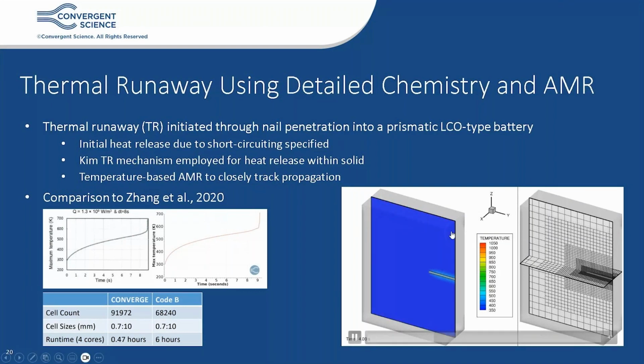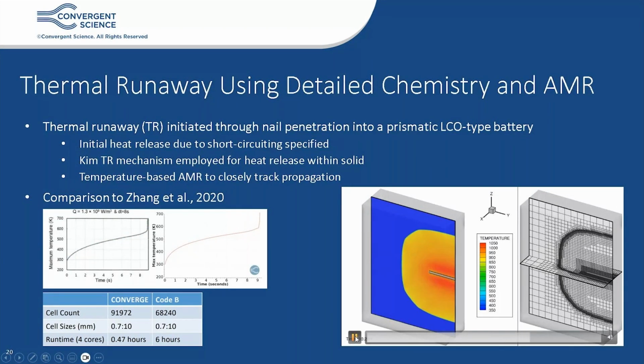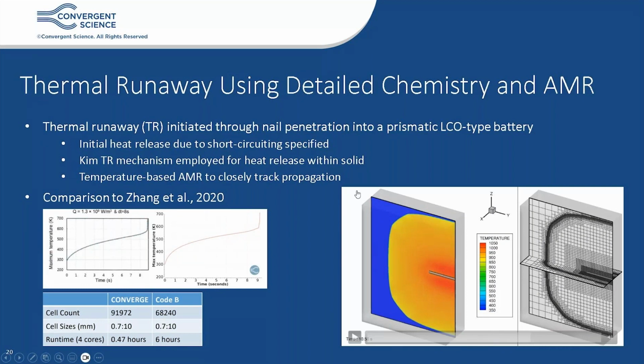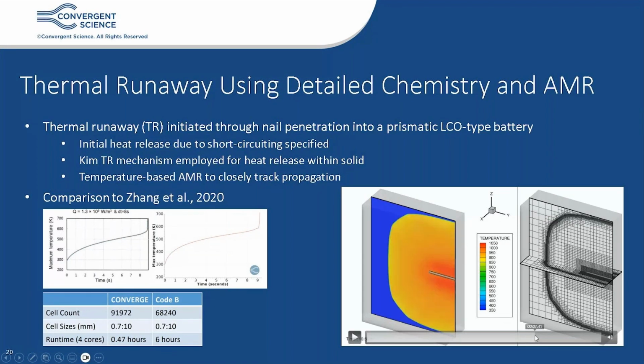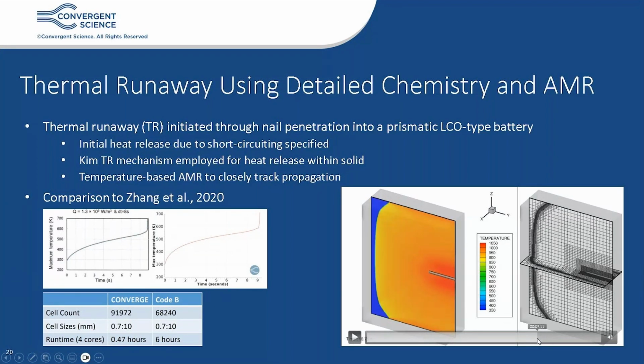The results from our simulation have been compared to published results, and using the SAGE detailed chemistry solver, you see that the simulations are very quick within CONVERGE. If I pause the animations here, you can clearly see we also take advantage of adaptive mesh refinement based on temperature to follow and closely track the thermal runaway propagation front inside the battery. And this is vital to capture the correct thermal runaway propagation times and heat release.